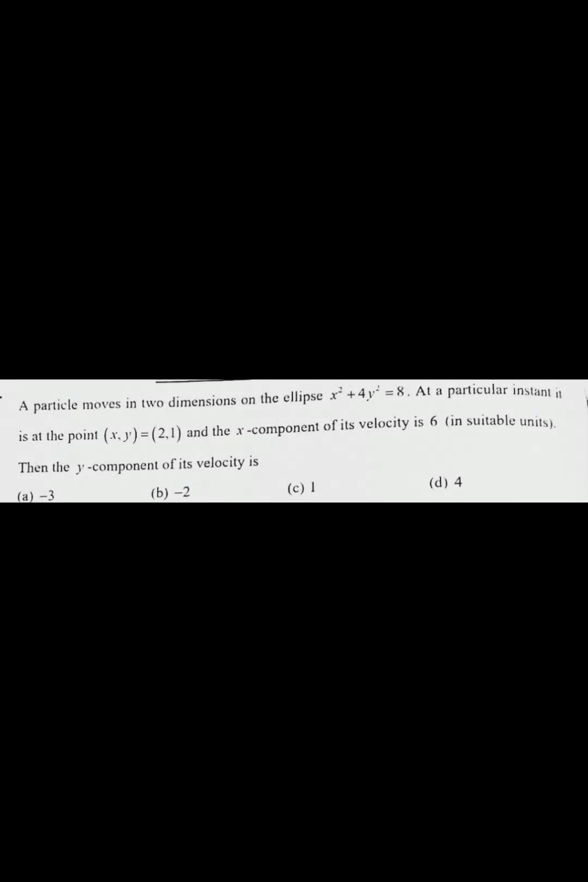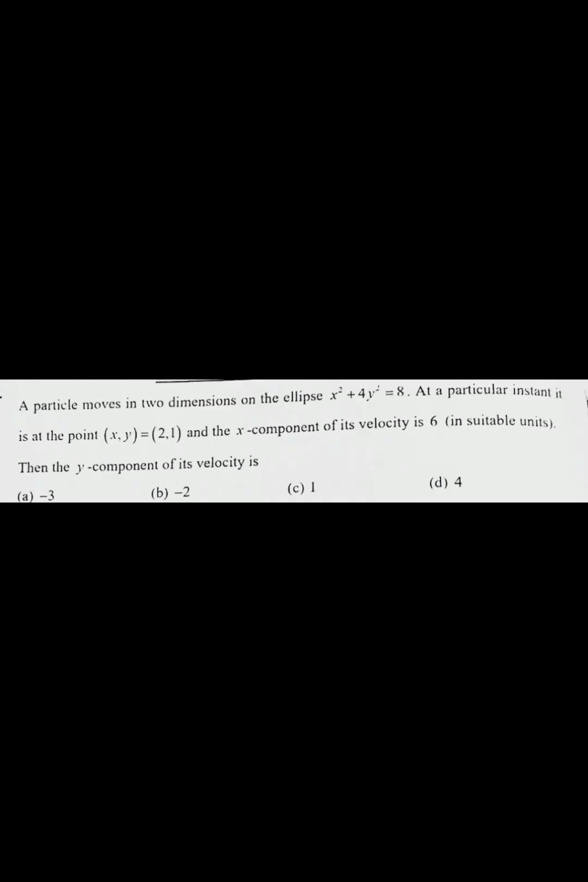So here the first question is, a particle moves in two dimensions on the ellipse x square plus 4y square is equal to 8. At a particular instant, it is at the point (x, y) equal to (2, 1) and the x component of its velocity is 6. Then the y component of its velocity is dash.